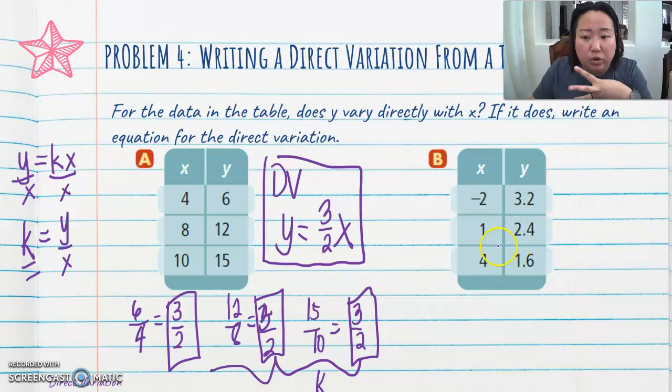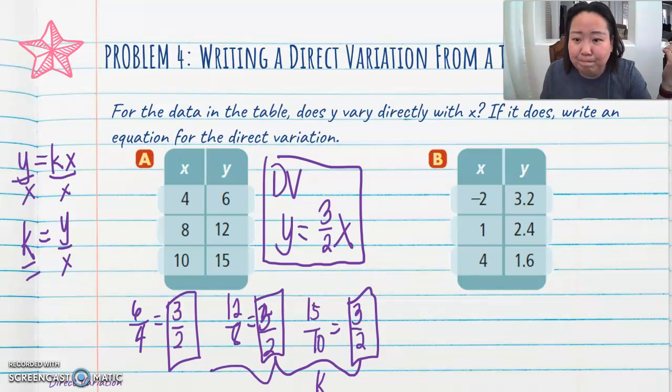Why don't you try this one on your own? Okay, try to see if you will get a similar value when you are dividing y by x, and if you have, then you have a direct variation. If not, it's not a direct variation. Okay, so try letter B on your own.